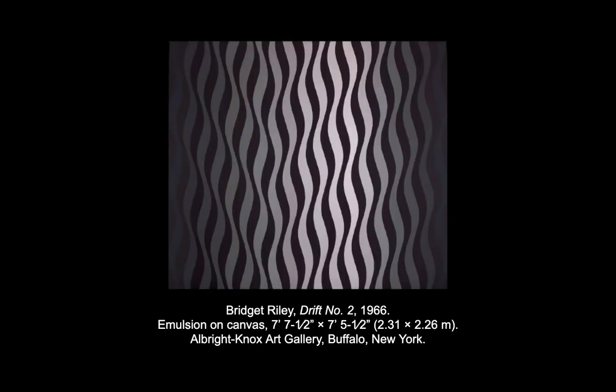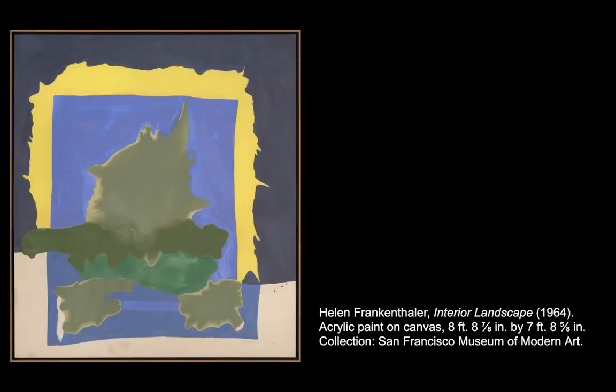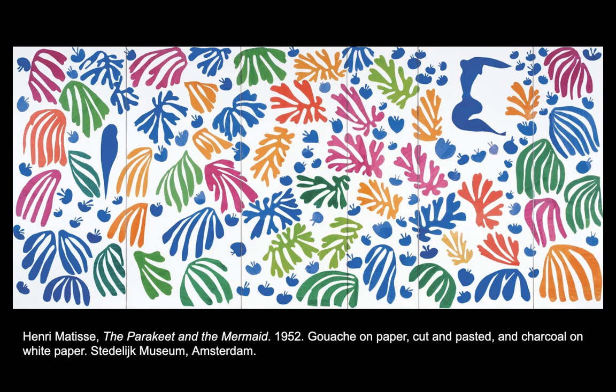By contrast, the British artist Bridget Riley's work, Drift No. 2 from 1966, centers curvilinear shapes in this composition. The organic shapes within this composition, called Interior Landscape by the American artist Helen Frankenthaler, were created by pouring paints onto the surface of the canvas. The French artist Henri Matisse's The Parakeet and the Mermaid is yet another example of organic shapes.